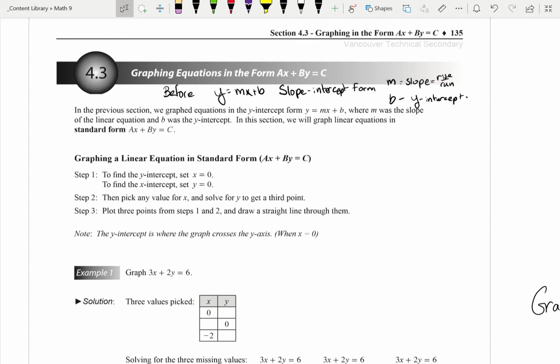Today, I'm going to show you a different form, or a rearrangement, of this equation. It's very common in higher levels of math because it is good for finding certain things. So in this section, we have something called standard form. Standard form looks like ax plus by equals c. Just keep in mind that a, b, and c will be numbers.